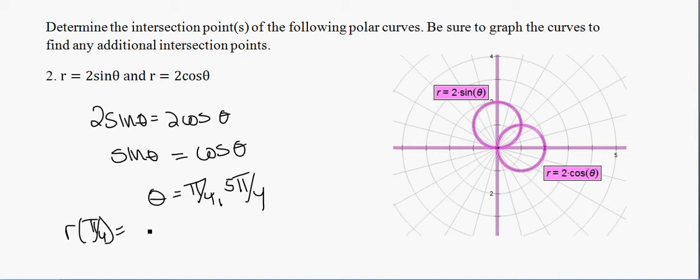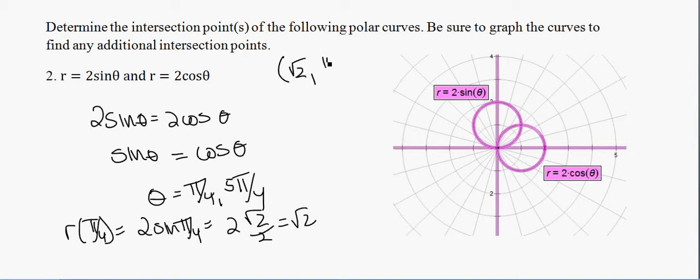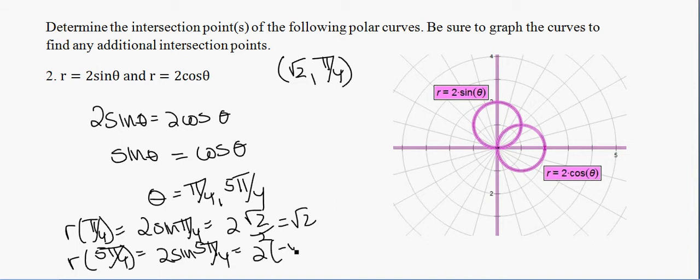So r is 2 sine of pi over 4, which is equal to 2 radical 2 over 2, which is root 2. So one of our intersection points is root 2 comma pi over 4. The second one is to plug in 5 pi over 4, which is 2 sine 5 pi over 4, which is 2 times negative radical 2 over 2, which is negative radical 2. So my second intersection point is negative radical 2 comma 5 pi over 4.